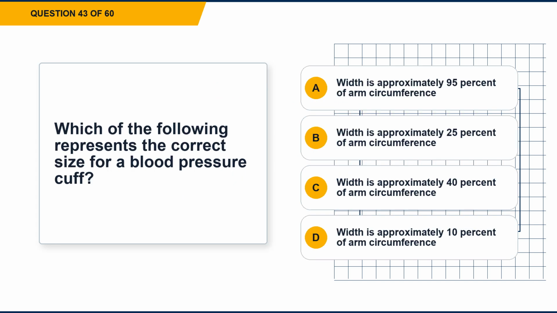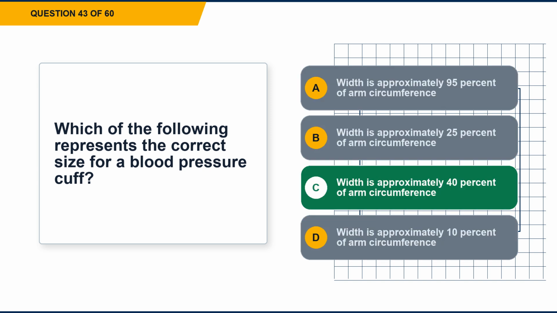Question 43. Which of the following represents the correct size for a blood pressure cuff? Option A, width is approximately 95% of arm circumference. Option B, width is approximately 25% of arm circumference. Option C, width is approximately 40% of arm circumference. Option D, width is approximately 10% of arm circumference.